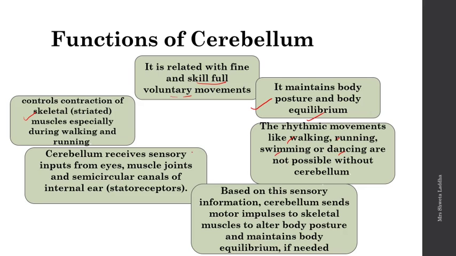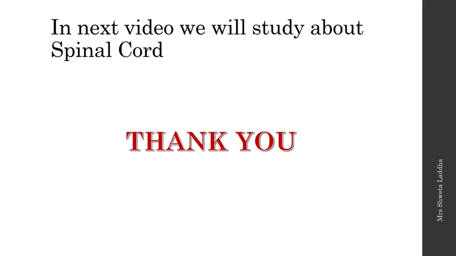So sensory information is coming from eyes, from muscle joints, from the semicircular canal of the ear. This reaches to the cerebellum, and then cerebellum will send information or motor impulses to the skeletal muscles to adjust, to balance, or to maintain a posture of the body. So very, very important function is carried out by the cerebellum. So students, I hope you have understood both the midbrain, mesencephalon, and hindbrain, rhombencephalon. In next video, we will discuss about spinal cord. Thank you.